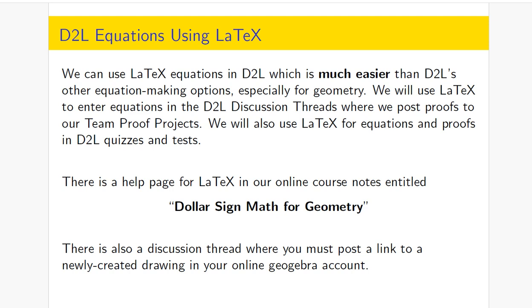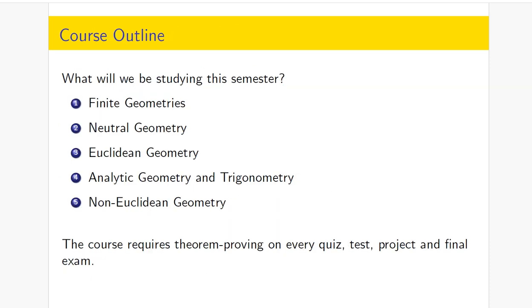So I created a discussion thread, and one of your assignments over the weekend should be to get a GeoGebra account. It's free. Create your GeoGebra account and create a drawing according to the specifications, which just means you have to create a polygon. So create a polygon and then link to it in the D2L discussion thread. It is for a grade. I do need you to do that for a grade.